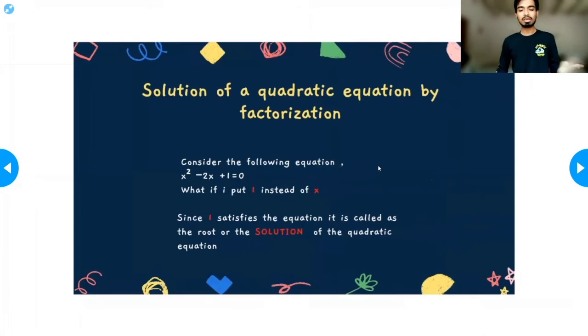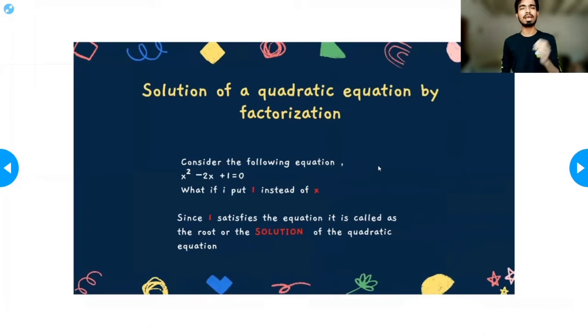Okay, so solution of a quadratic equation by factorization. Now solution, what does that mean? How to solve any equation, everything. Let's just have a look. Let's just discuss. Simple. Let's start with the basics. Again, we always start with the basics, level 0. Okay. So the basics goes that we have an equation.